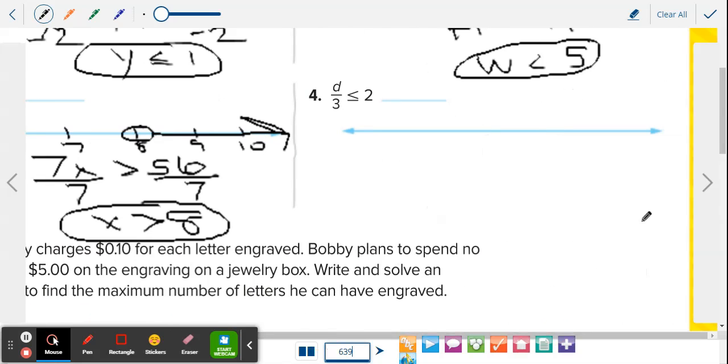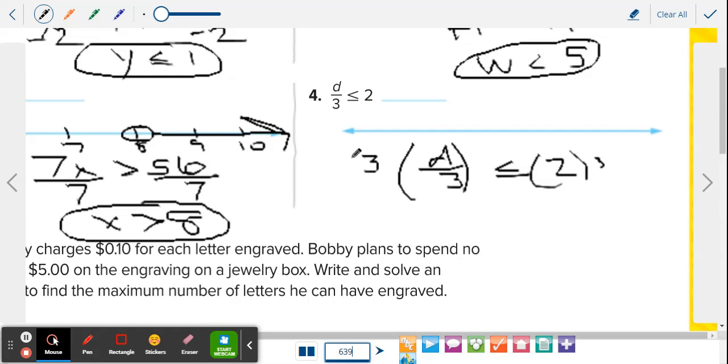All right, and number 4, d divided by 3 is less than or equal to 2. So how do we get rid of this 3? Multiply it. So this is division, so we multiply. So that's gone. You get left with d is less than or equal to 6. And then we just go to our number line now.